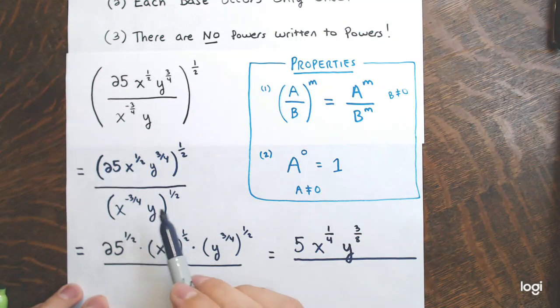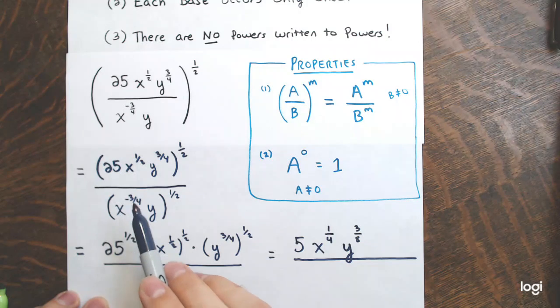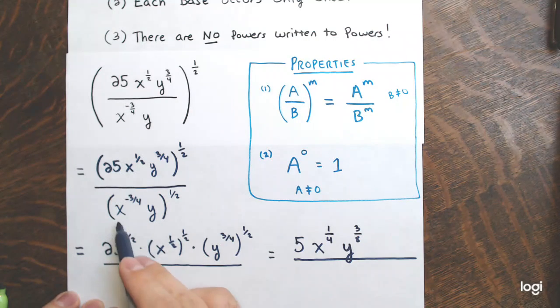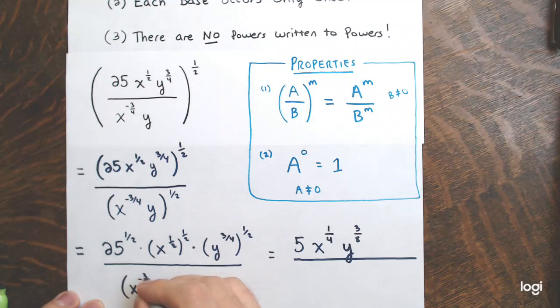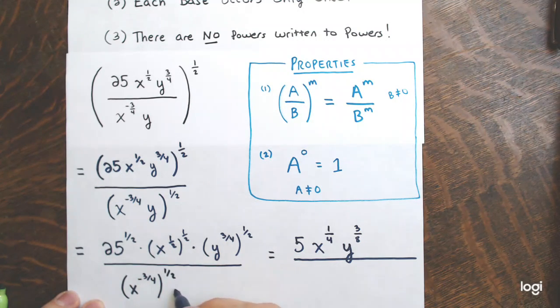And then I do the same to the denominator. So again you see this product. I have x to the negative 3/4 times y, a product to a power. I can put that power on each factor. So you have this x to the negative 3/4 raised to the half, times, and then just y, the other factor, raised to the half.